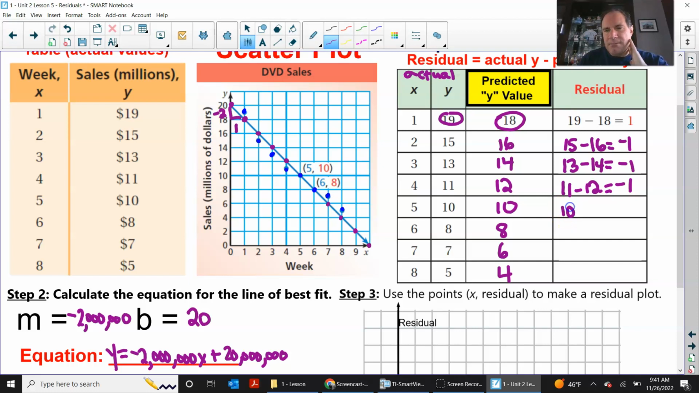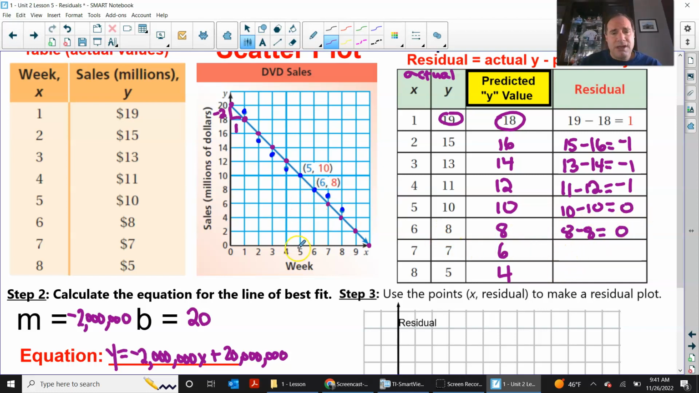So this is 10 minus 10. This is where it is right here. 10 is the predicted and the actual. So it's 10 minus 10, so it's right on that trend line, and it's a 0. And the same thing, 8 minus 8 for the next point. You could see that the trend line and the actual and the predicted, they're exactly on the points. So it's 8 minus 8, which is 0.